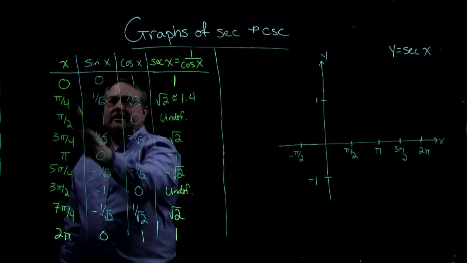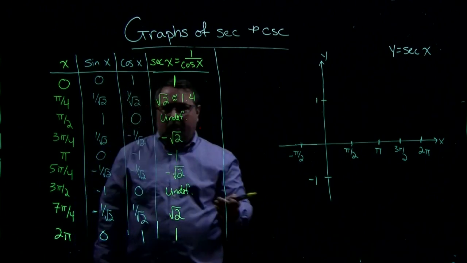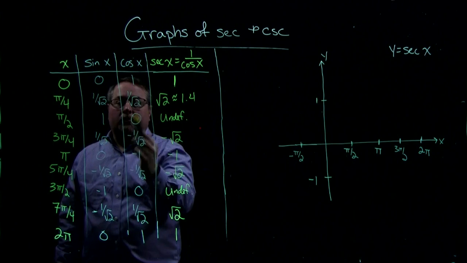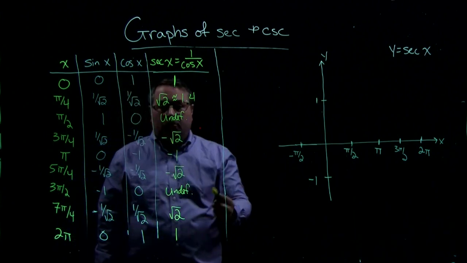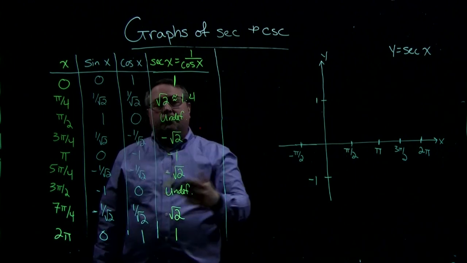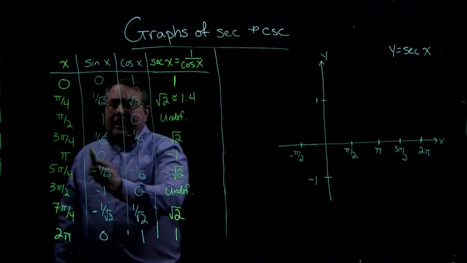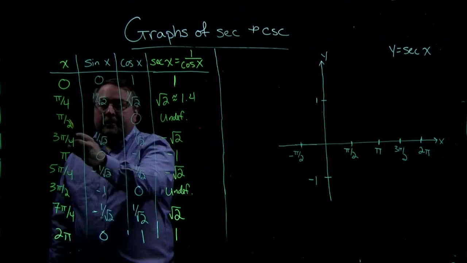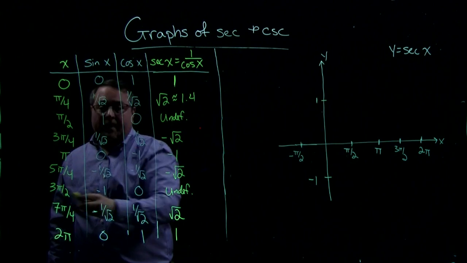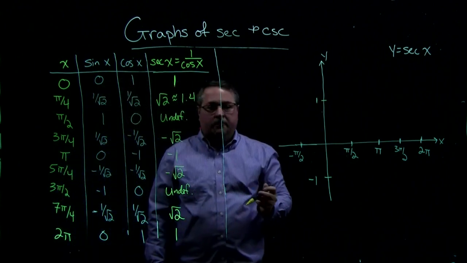So for example, when x is 0, cosine of x is 1, the secant will also be 1. When x is pi over 4, cosine will be 1 over square root of 2, or square root of 2 over 2 if you prefer. Reciprocal will be the square root of 2, which is about 1.4. Notably, any place the cosine is 0, so these will be the odd multiples of pi over 2, so in this case pi over 2 and 3 pi over 2, cosine is 0, and the secant values are undefined.